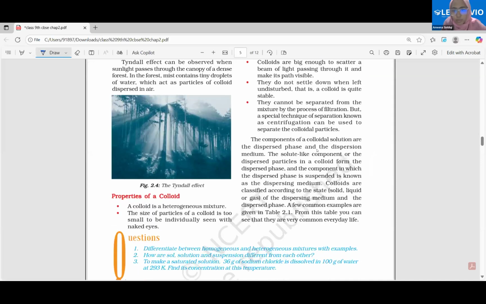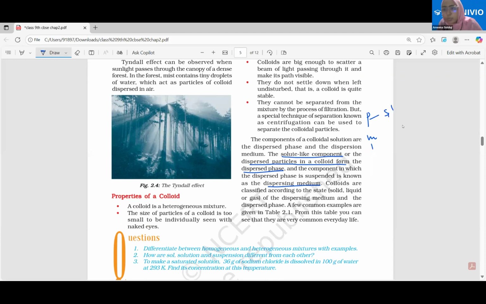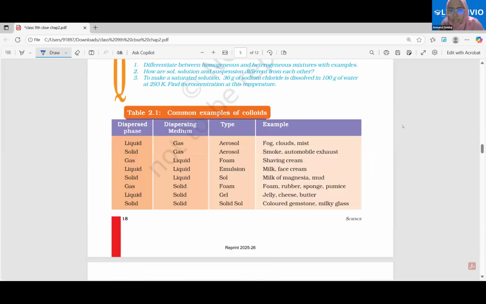See, quickly come to this point. The solute-like components, the dispersed particles in a colloid, form the dispersed phase. The dispersing medium is the one which acts like a solvent. Clear? So here also the dispersed phase and the medium can have different states, as we saw in the case of solutions. The phase could be solid, liquid, gaseous. The medium could be solid, liquid, and gaseous. Based on the combinations, we have different types of colloidal solutions. Are you getting it, Bachu? Yes, ma'am. And these are the different types of colloidal solutions.